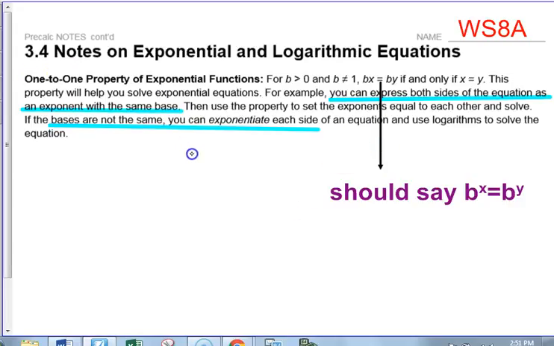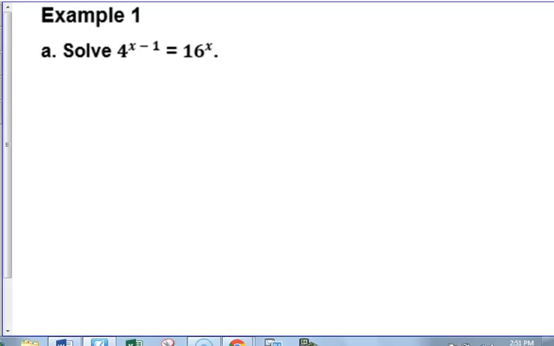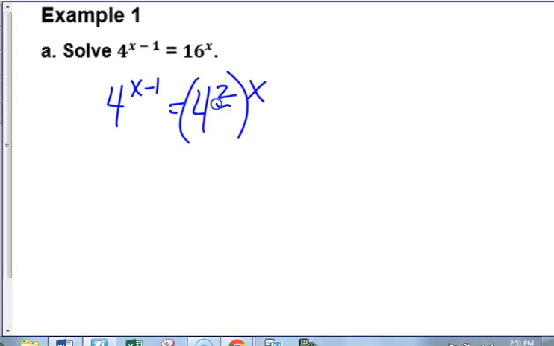This magical property says when you have 2 things with the same base, then x has to equal y. So, can we rewrite this with the same base? We could do base 2 or base 4. Base 4 seems easy because we don't have to mess with this. So we have 4 to the x minus 1. What is 16 as a power of 4? Okay. And then what happens to this 2 and this x?